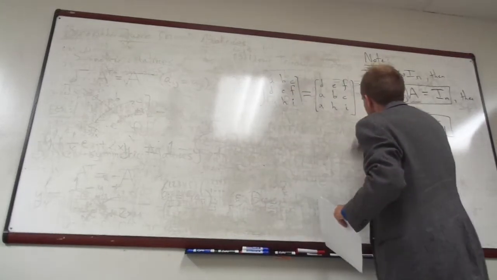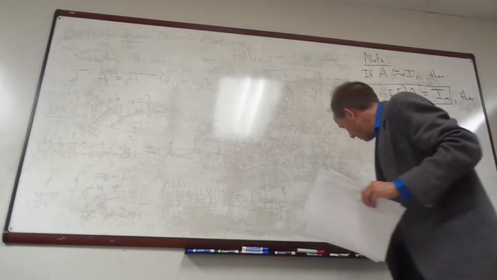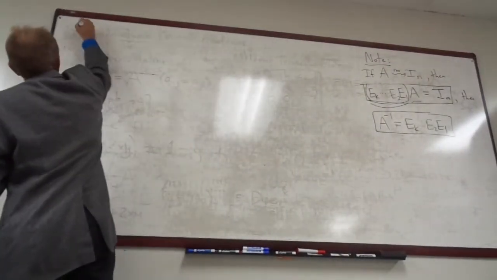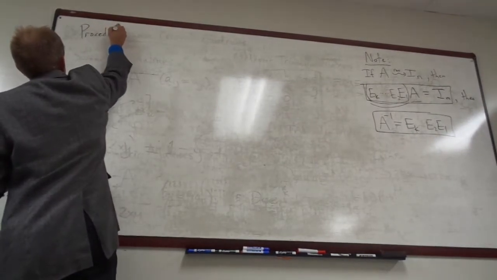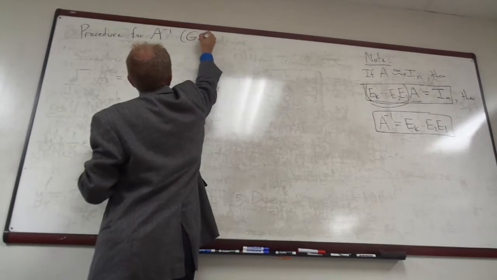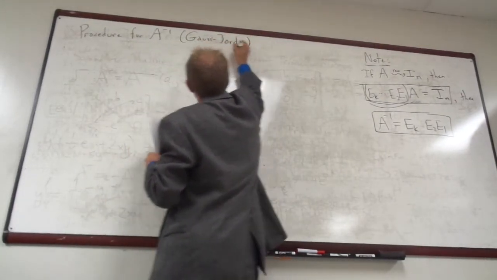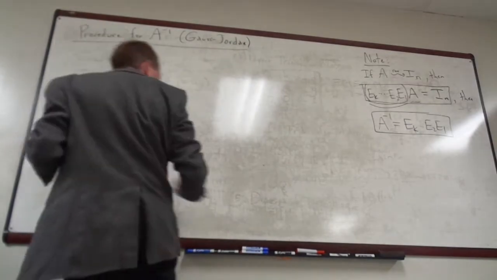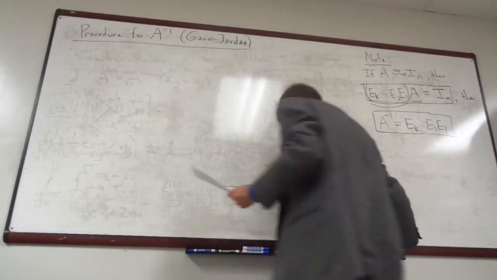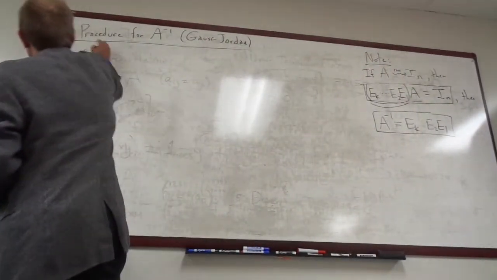Okay, so here is the procedure. This is important, guys. The procedure for A inverse is often called the Gauss-Jordan method. So this is the Gauss-Jordan procedure for finding A inverse. All right, let me write it down for you. It's actually only two steps.